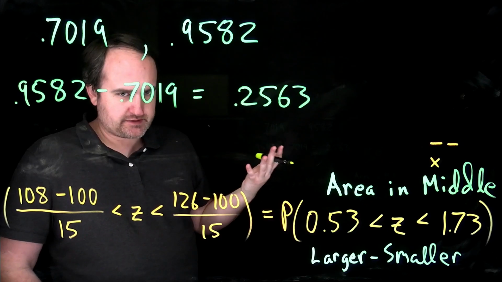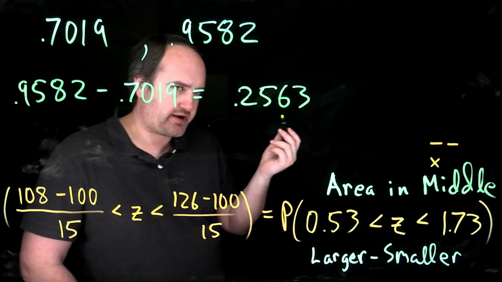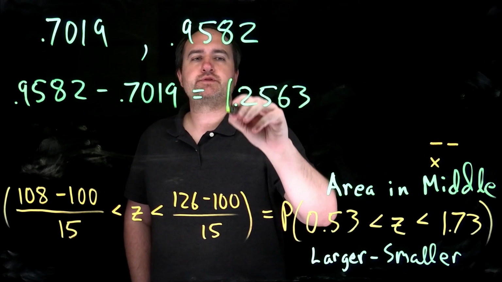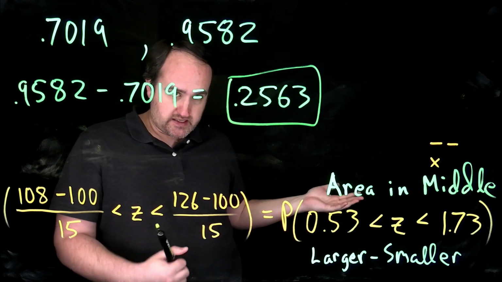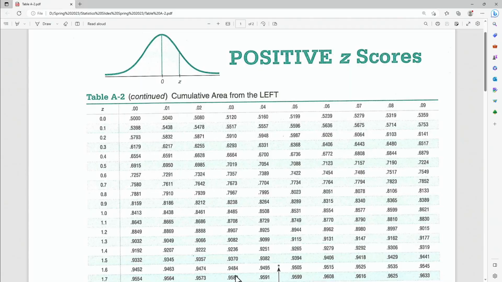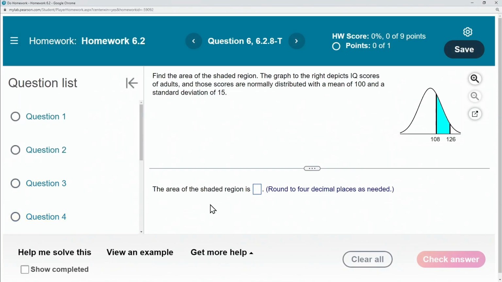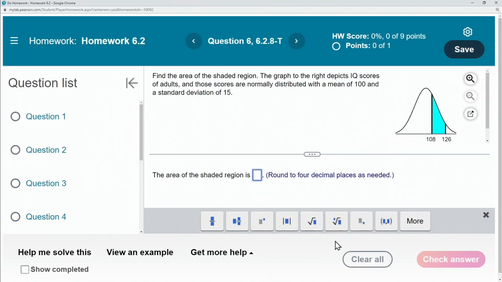And if they asked for a percentage, we could convert that to 25.63%, but they didn't. So they wanted you to leave it as a decimal. So 0.2563 is what we would type in on our homework. Keep in mind that the homework problems are randomly generated, so you're going to have to go through that whole process that we just went through when you're doing your individual homework. But as you can see here, they say round to 4 decimal places as needed. Well, that was already done by the table. So we have 0.2563, and we're not writing it as a percentage, we're writing it as a decimal.